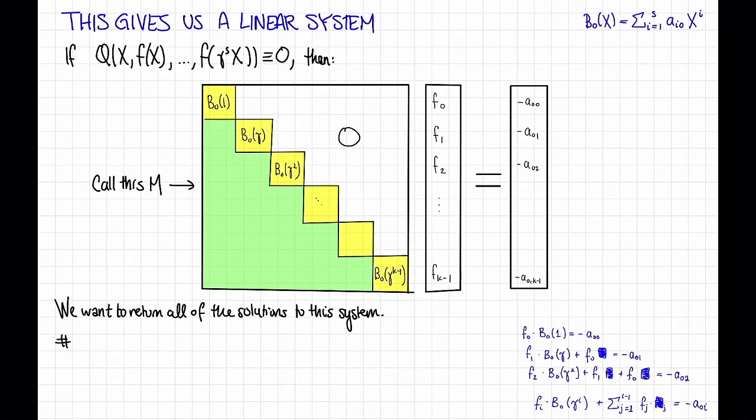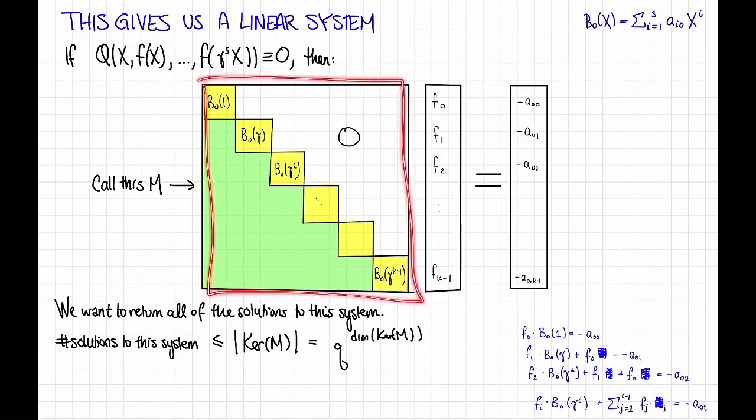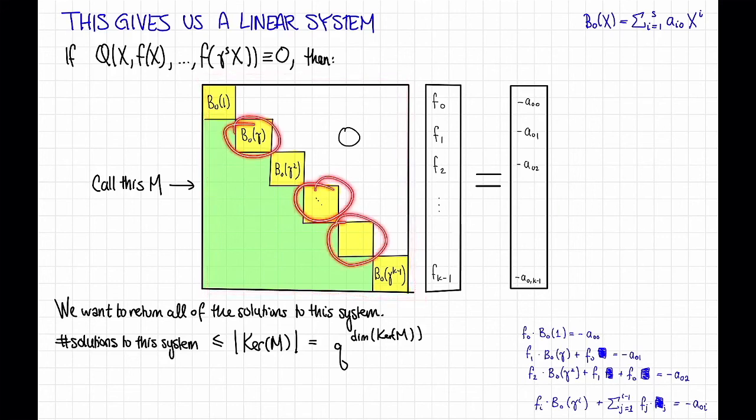So instead, let's observe that the number of solutions to this system is at most the size of the kernel of M, which is equal to q to the dimension of the kernel of M. So how big is the dimension of the kernel of M? Now we can fortunately use the fact that this system is so nice and structured. Because M is lower triangular, the dimension of the kernel of M is exactly equal to the number of zeros that it has on the diagonal.